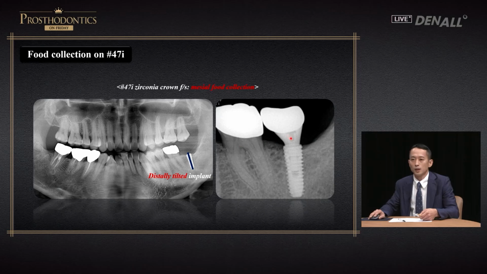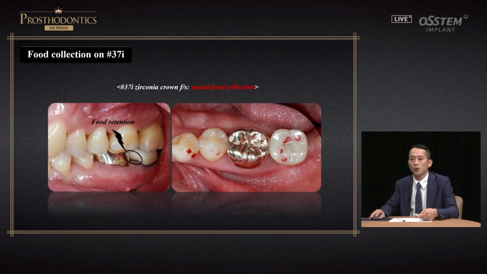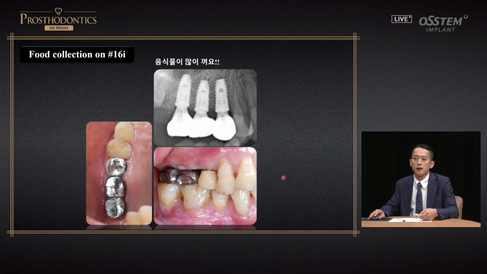I'll mention this later. What is important is that I made abutment nicely. However, in this case, the prosthesis was over-contoured and undercut occurred in between, leading to food impaction. So this is what I've missed.